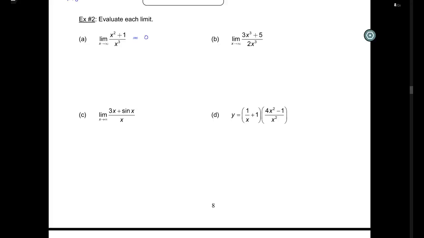Okay, so we're just comparing. We're basically comparing x squared to x to the third. We ignore everything else going on in the problem. We just look at the term with the largest degree. Make sense? How about B? Okay, they're the same, so that is also on here. What's it say? If they're the same, the ratio of the leading coefficients, which is 3 over 2.